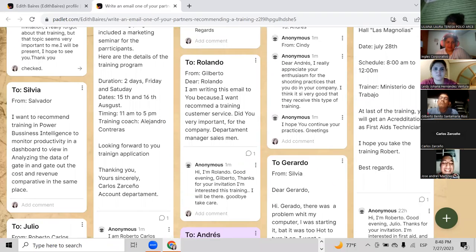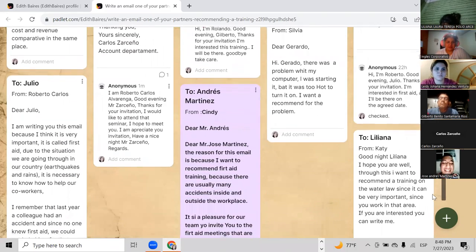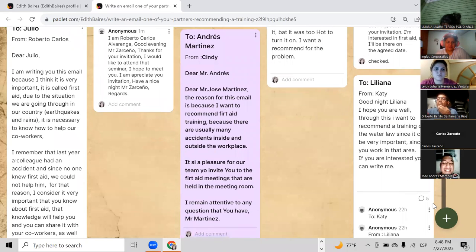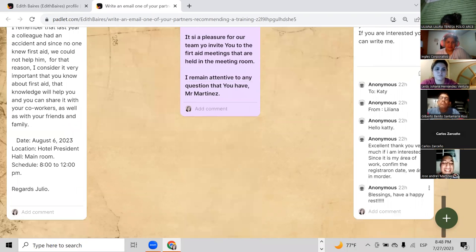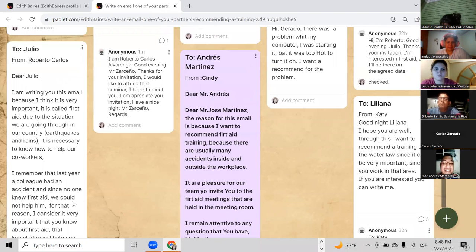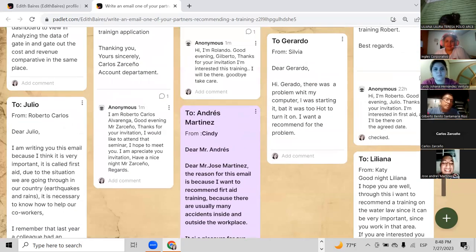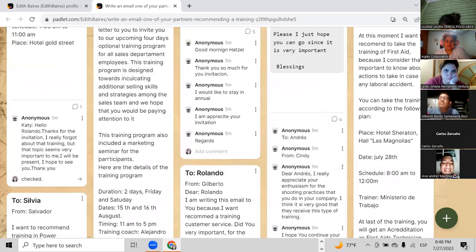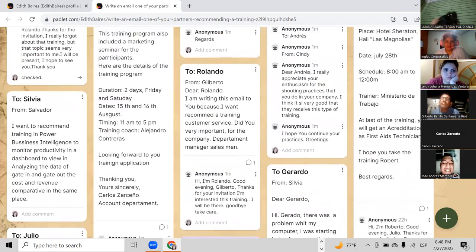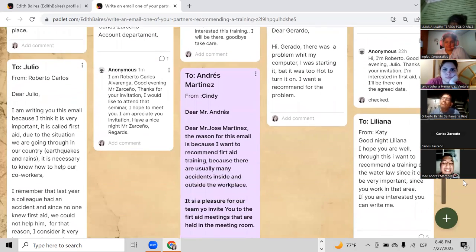From Salvador to Silvia. Salvador is missing their information. From, okay, to Julia from Robert. That is one. Teacher, creo que a mí me hizo falta subir más información, ¿verdad? Yes. Try to add more of the specific details of the training, okay? Okay, I'm writing you this email because I think it is very important. Pero no recibí contestación alguna ni de Salvador. Yes, but if that is missing information, try to complete it. Trate de completarlo, okay? In this moment? Yes, please.